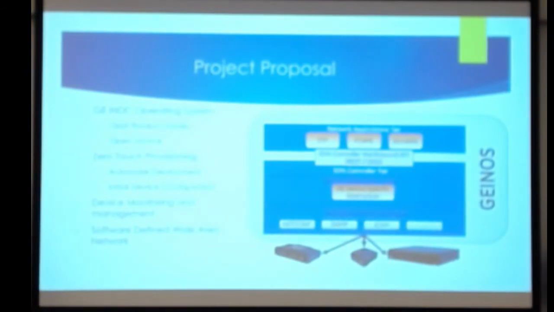So the initial proposal was that GE wanted us to create an open source operating system essentially for the Orbit product family. Major features would be zero-touch provisioning, which means when the device is hooked up to our network, it'll automatically receive some sort of default configuration file that the user has defined. Device monitoring and management, and possibly software-defined wide area network.